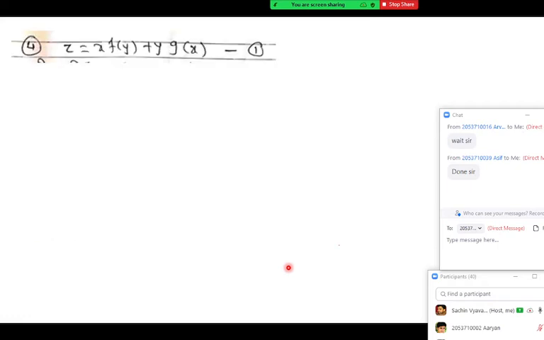So the question is on the screen. Z equals x f of y plus y g of x. How many arbitrary functions are there? Yes, Amey. So two arbitrary functions, f of y and g of x. Very good, correct. So which order differential equation will it create? Second order. Yes, second order, not first now.